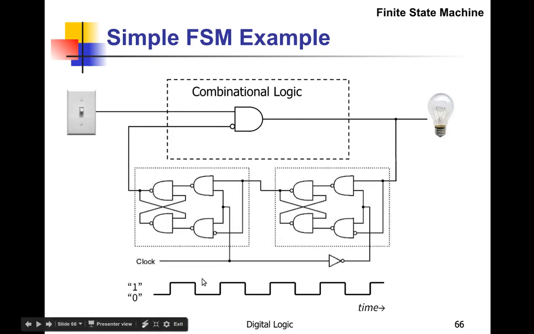And when we go to the next thing here, when we go high, it takes that 1 and clocks that 1 into this flip-flop, and now we have a 1 right here, but still, remember, there's a 0 there, so the light's still on. And then when it goes low, this guy right here will turn off the light. So that's a simple finite state machine example for you.